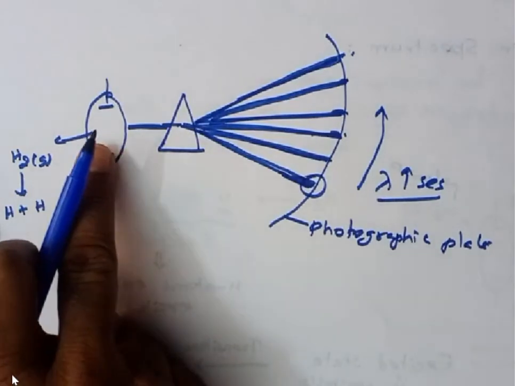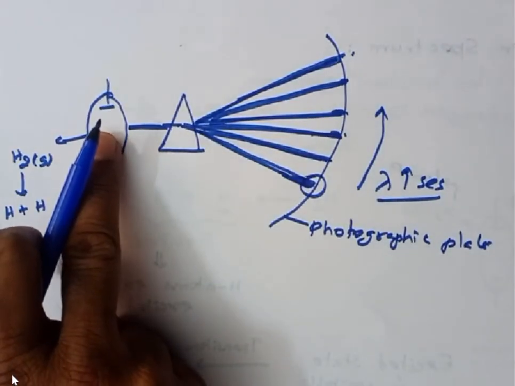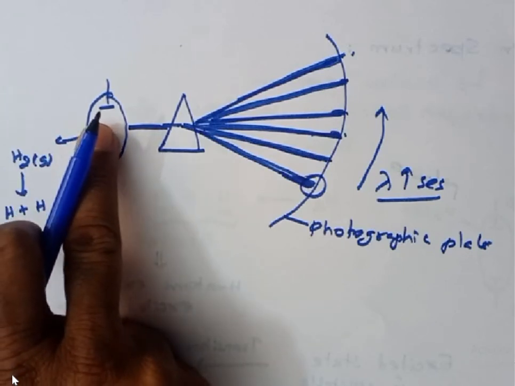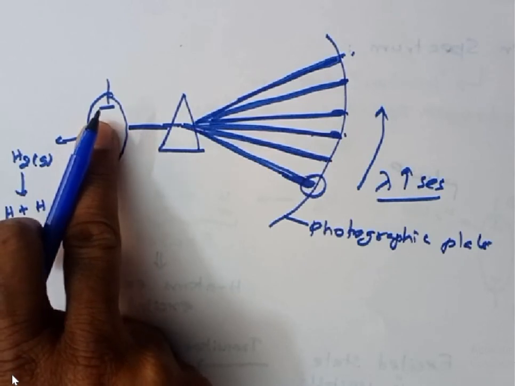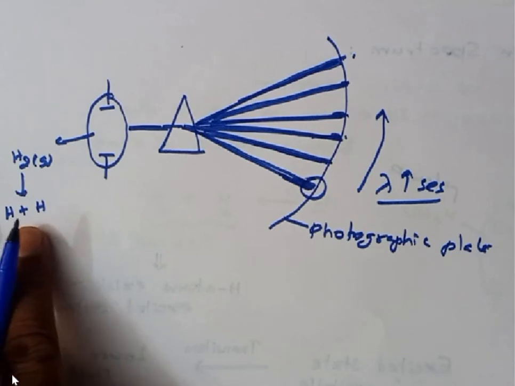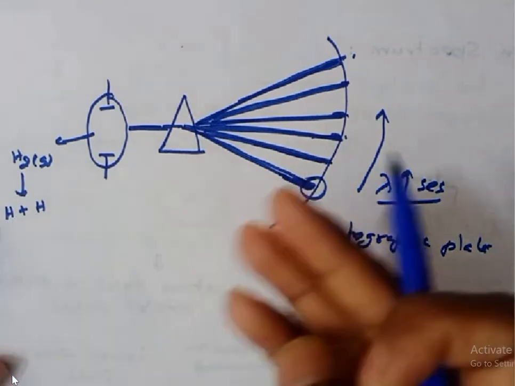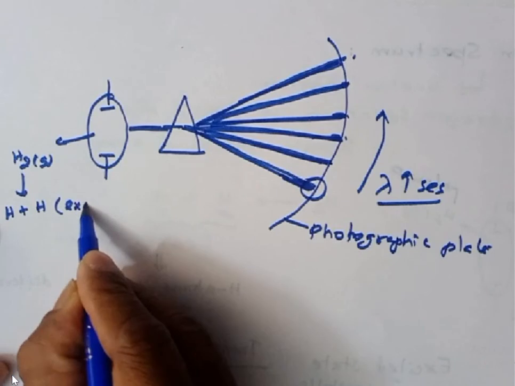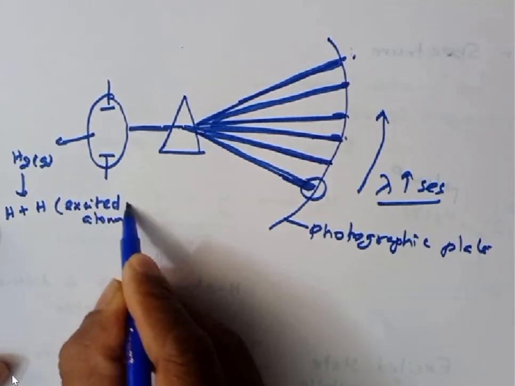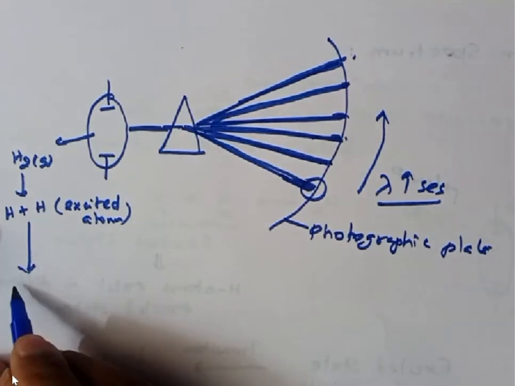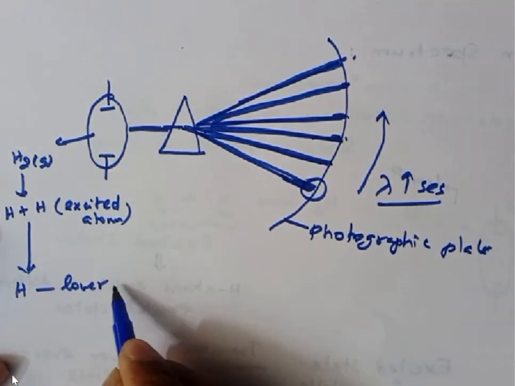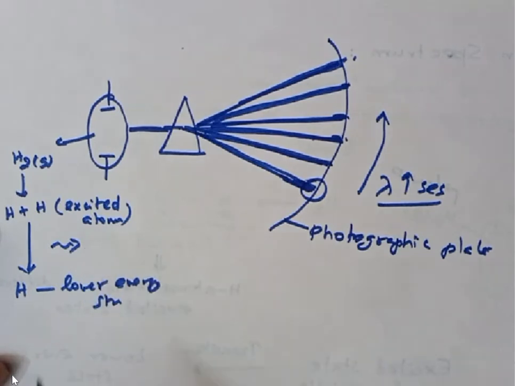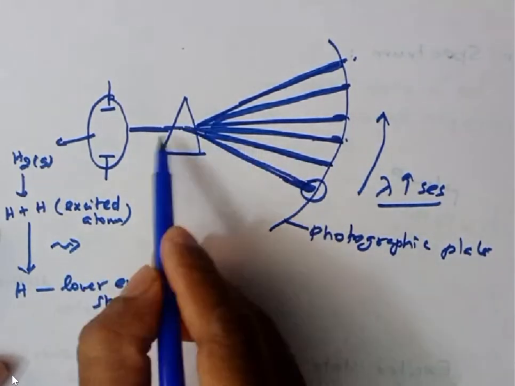So from the hydrogen, you take hydrogen gas in a discharge tube, apply very high voltage, and the gas should be at low pressure. At low pressure, when you apply high voltage, what will happen? Molecules undergo dissociation and produce atoms. These atoms are produced in different excited states. These excited atoms undergo electronic transition and go to a lower energy state. When they come down to a lower energy state, they emit radiation, and a lot of radiations come out.